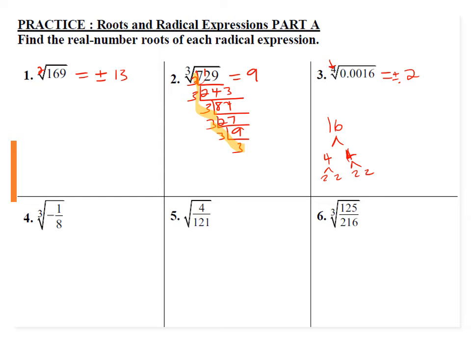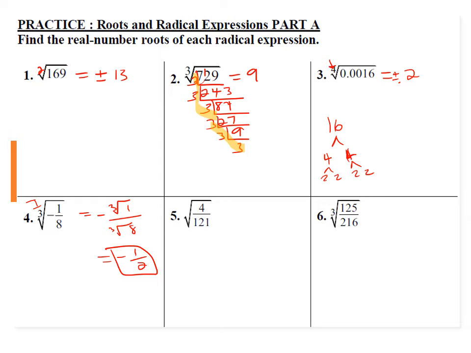On number 4, cube root, it's okay to be a negative because it's an odd index. Your index is odd. So I'm going to go ahead and pull that negative out, and I'm taking the cube root of 1 over the cube root of 8, which should have equaled negative 1/2.